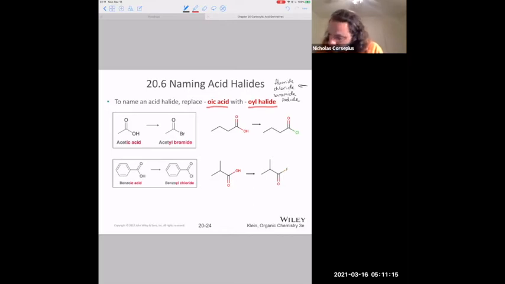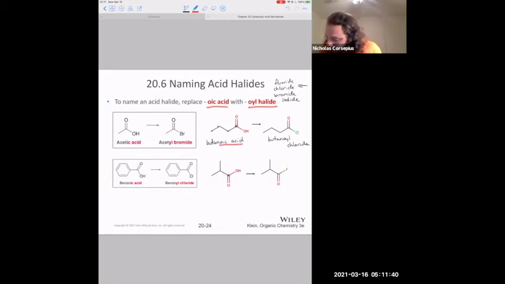So for example, here I have my 1, 2, 3, 4 carbon carboxylic acid. So that would be butanoic acid. But again, instead of the oic acid, I'm going to use oyl chloride. So this is butanoyl chloride.